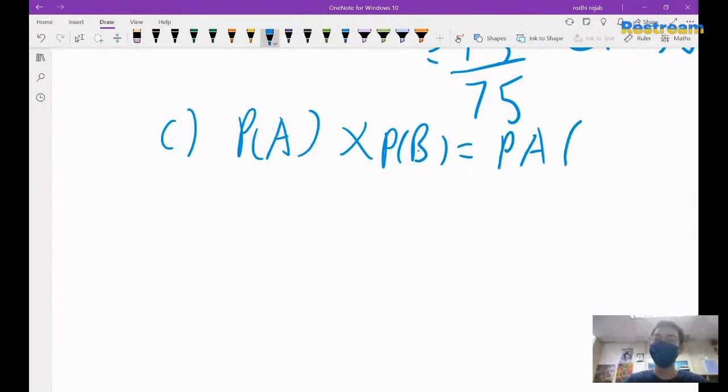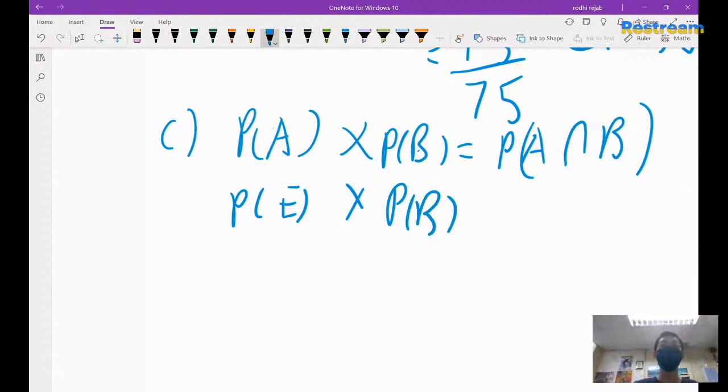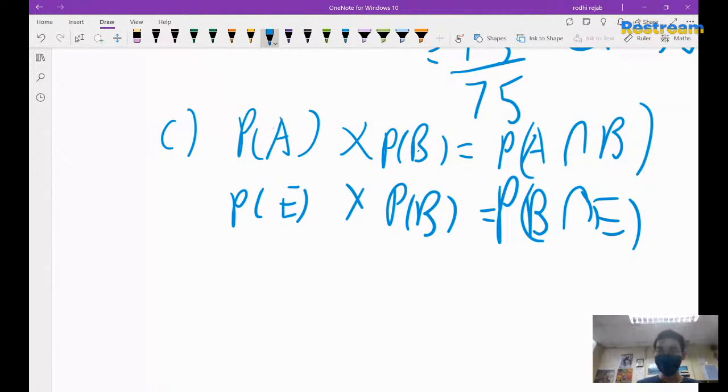So this is the general statement. If they are independent, P(A) times P(B) equals P(A intersect B). So in our case, P(E) times P(B) equals P(B intersect E). B intersect E and E intersect B are the same thing. I'm not sure if it is equal or not yet, so let us not put this sign. Let's use our information obtained.